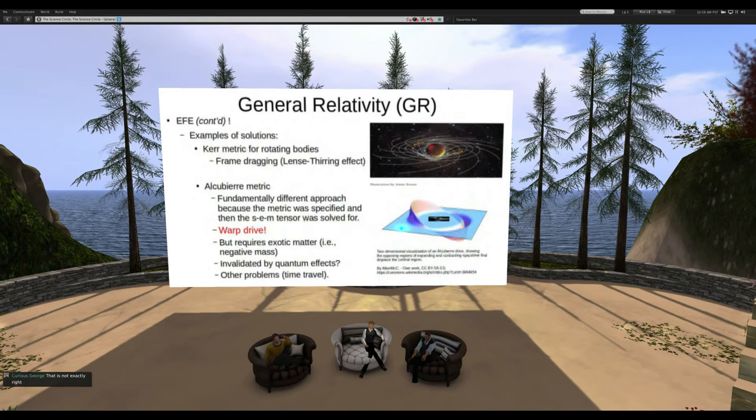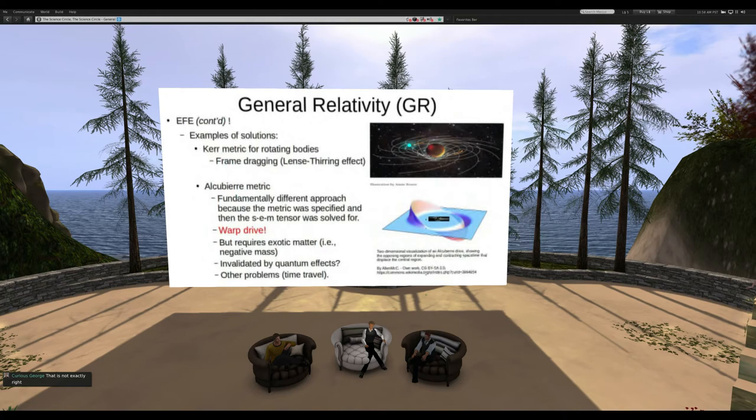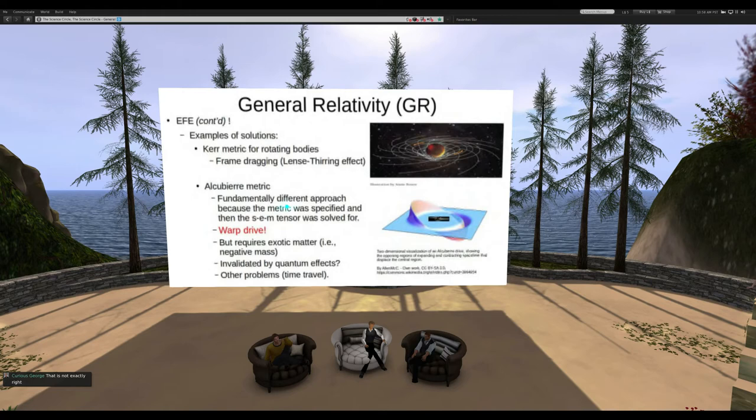But for the moment, let's move on to other solutions of the Einstein field equation, other metrics. The Kerr metric is for rotating bodies. So you have a phenomenon known as frame dragging. So you have space-time that's actually being dragged around. Now this one is particularly interesting. This is, okay, so it's being dragged around here.